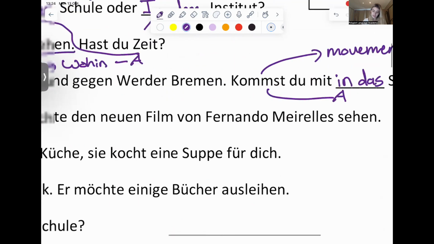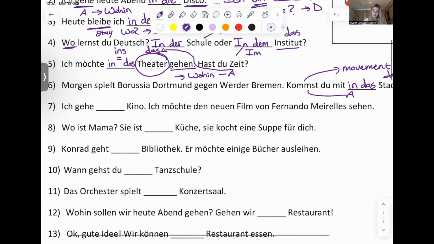Okay. Dann, ich gehe Kino. Ich möchte den neuen Film von Fernando Meirelles sehen. Okay. Ich gehe Akkusativ, we've had Kino, es ist das. Und ich gehe ins Kino oder in das Kino, ist the answer.